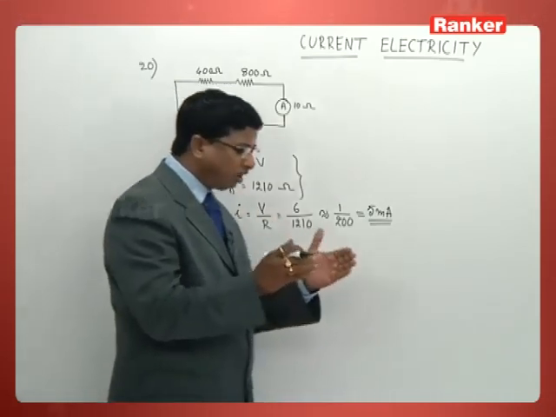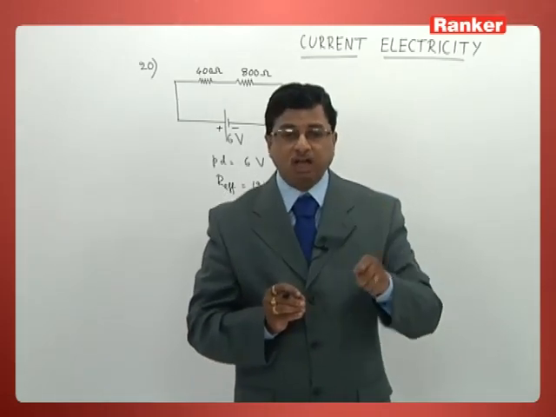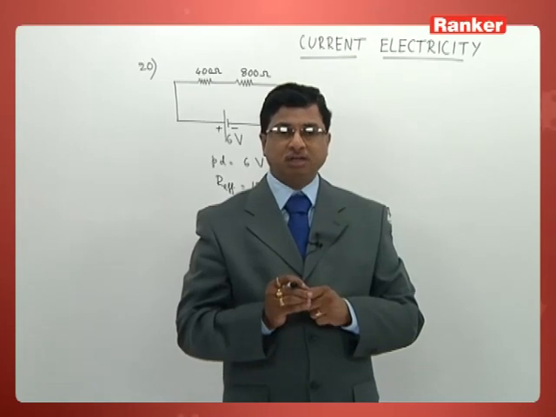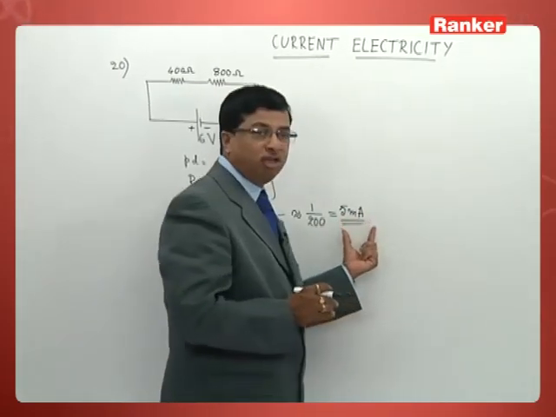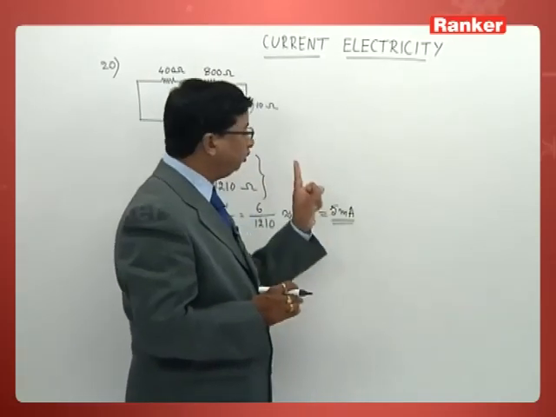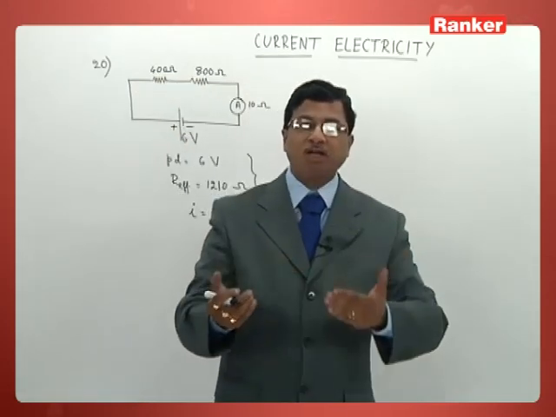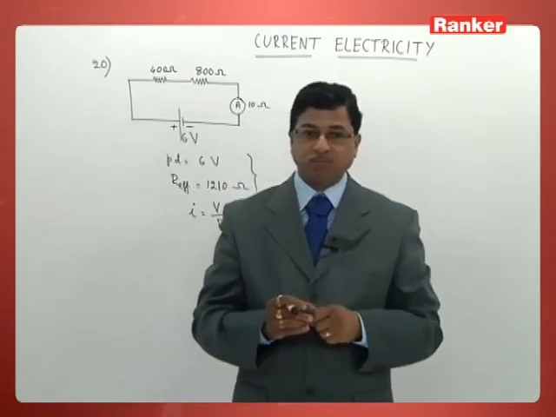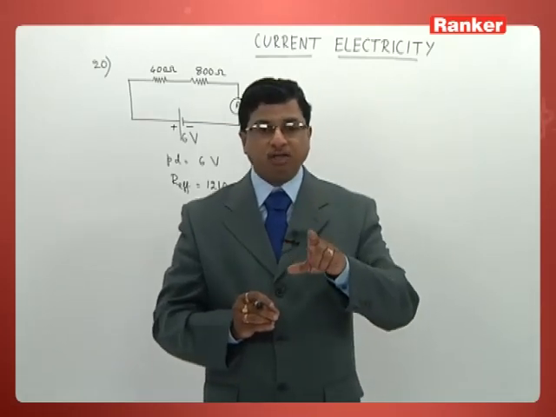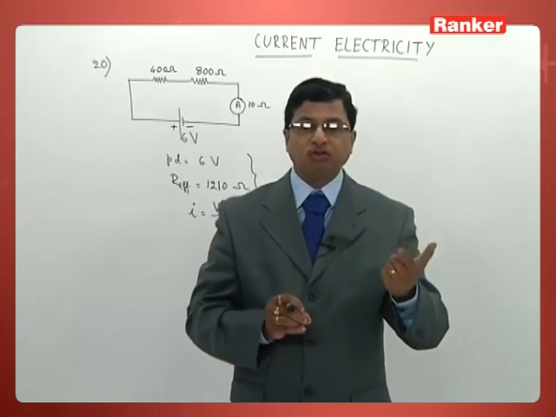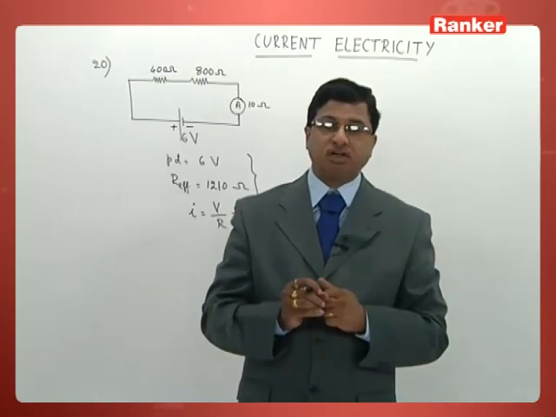So the first part of this question, what he is asking you is, what is the reading of the ammeter? The reading of the ammeter will now be simply 5 milliampere. That is one value you have to remember. Then in the second part of the question, try to understand that one. Similarly, if a voltmeter of 1000 ohm resistance is used to measure the potential difference across the 400 ohm resistor.